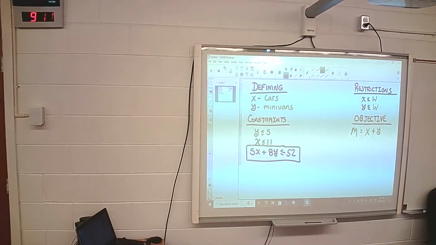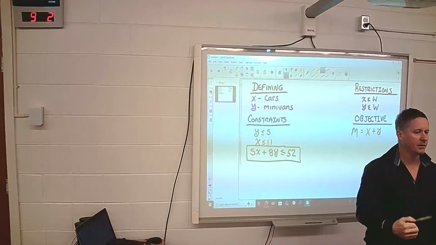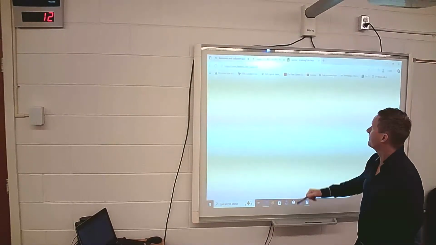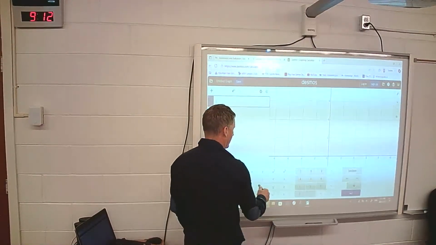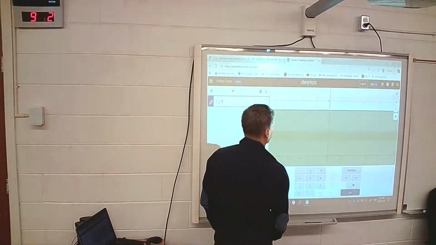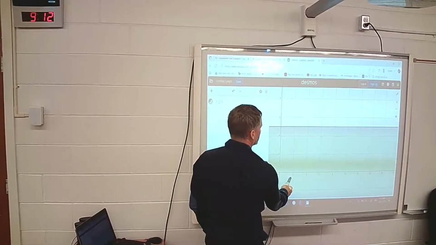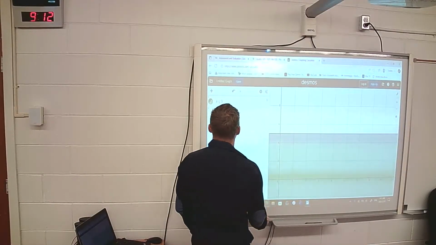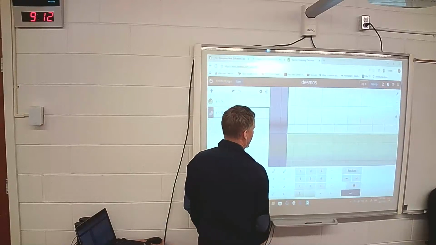Okay. So I'm going to graph these here, and then I'm going to go back and talk about what's happening. All right. So Desmos. First equation was what? Y was less than or equal to 5, yeah? Okay, so there's the start of it. And again, I'm only in the first quadrant. All right? Second one, x was less than or equal to 11.